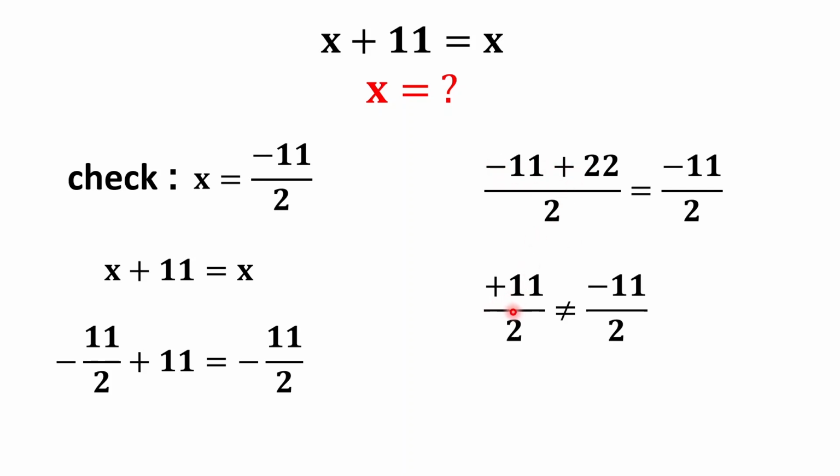And we know that positive 11 over 2 is not equal to negative 11 over 2. Therefore, our solution is not valid. But there's one more thing. Our equation itself is not valid.